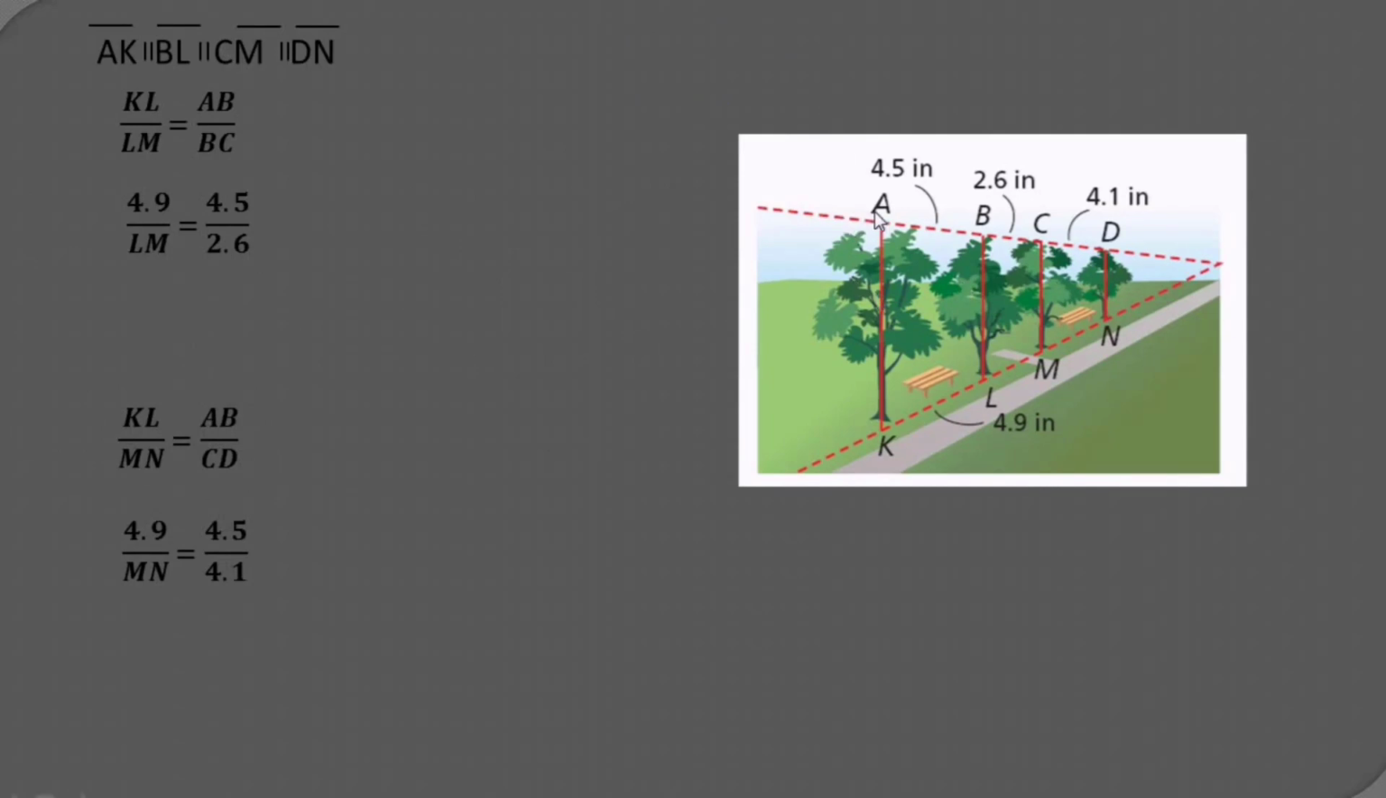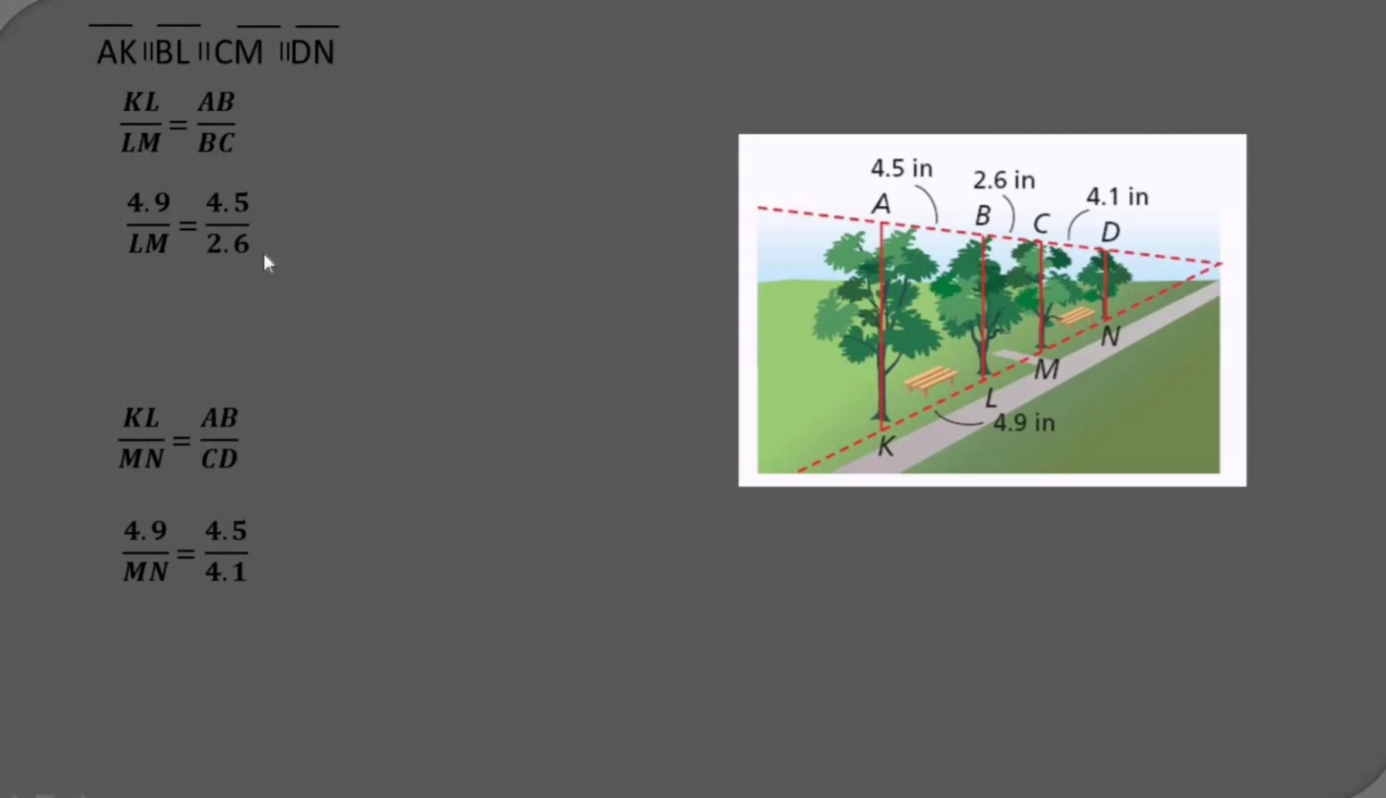Alright, if AK is parallel to BL, parallel to CM, parallel to DN, this means KL over LM equals AB over BC, right? This is to find LM. So KL equals how many? 4.9, write it, over LM, which I don't know, equals what is the length of AB? 4.5, write it down, and what is BC?